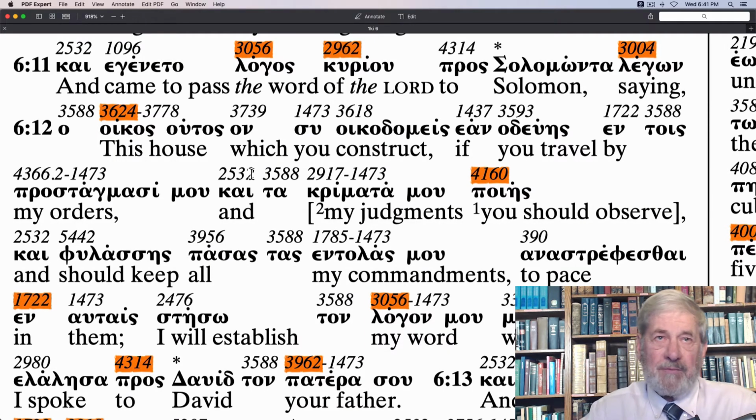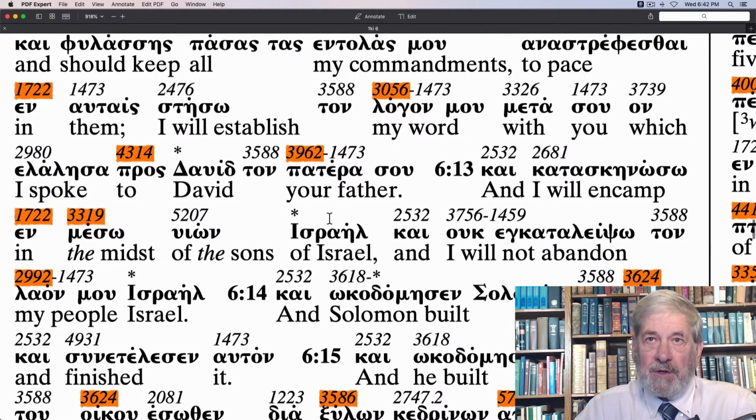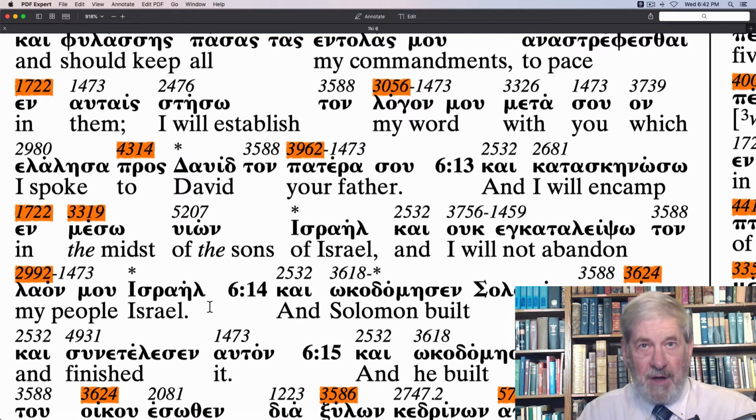Now the orders of God, we have the command of what to do, and an order very similar, and a judgment is something that is decided which way you should go, left or right, sort of a judgment that God has judged for you to do. And I will encamp in the midst of the sons of Israel, and I will not abandon my people Israel. Well, now, he did it. If they continue doing the above things in verse 12, they didn't.